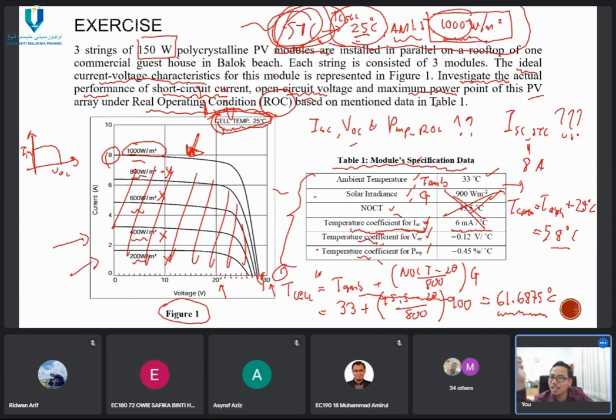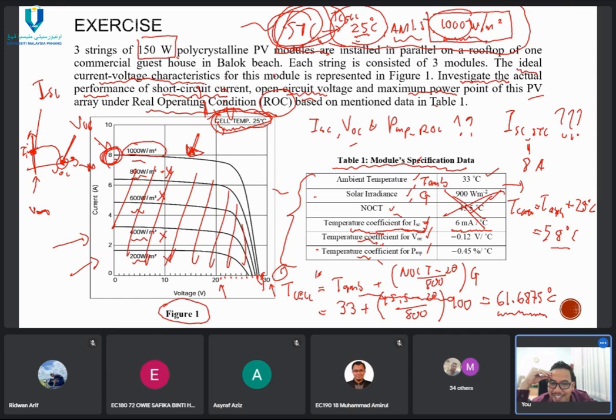So the IV curve yang kita belajar sebelum ni, ISC adalah pada ketika V sama dengan 0. Then that value, this point is ISC. Then VOC is where the I equal to 0. So this is the value for VOC STC. So from the graph, ISC is clearly 8. Okay? And the VOC, inilah dia jahat sikit.